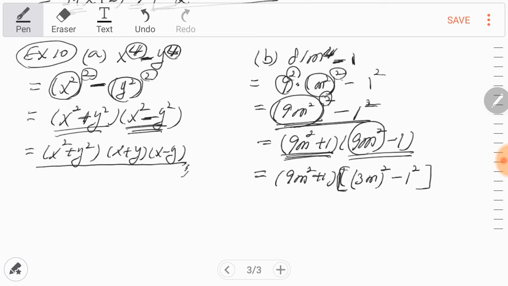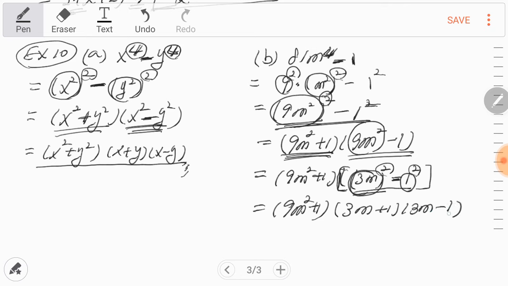Okay, so the second part is a difference of two squares. So we can use the formula a plus b, a minus b: 3m plus 1, 3m minus 1. And then finally, each factor is prime, so we are done.